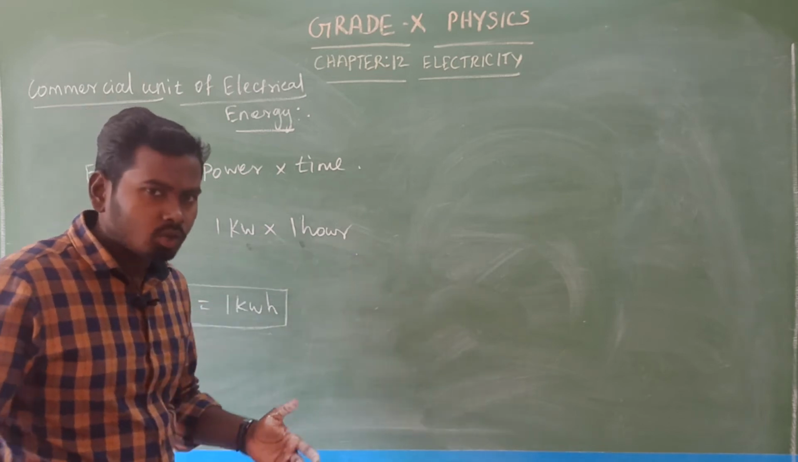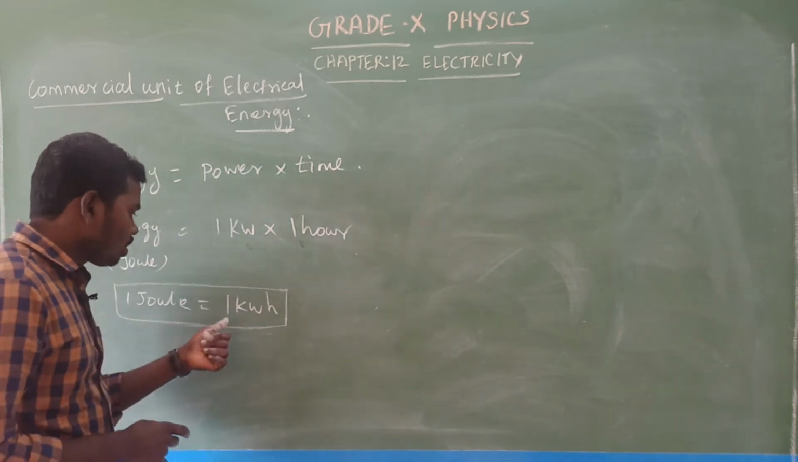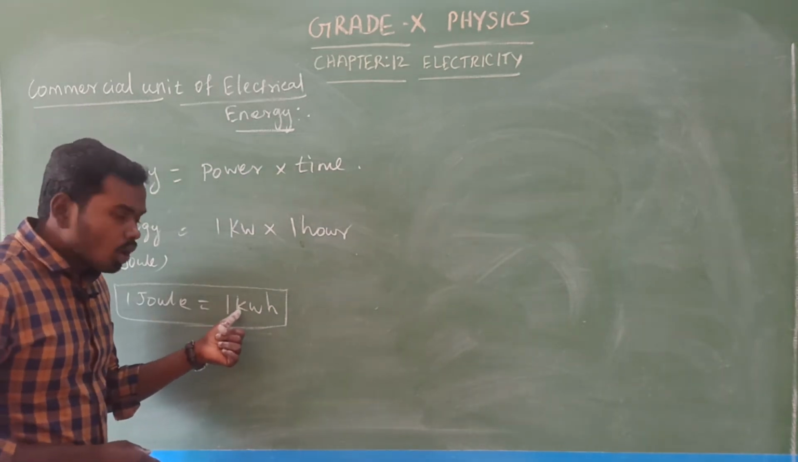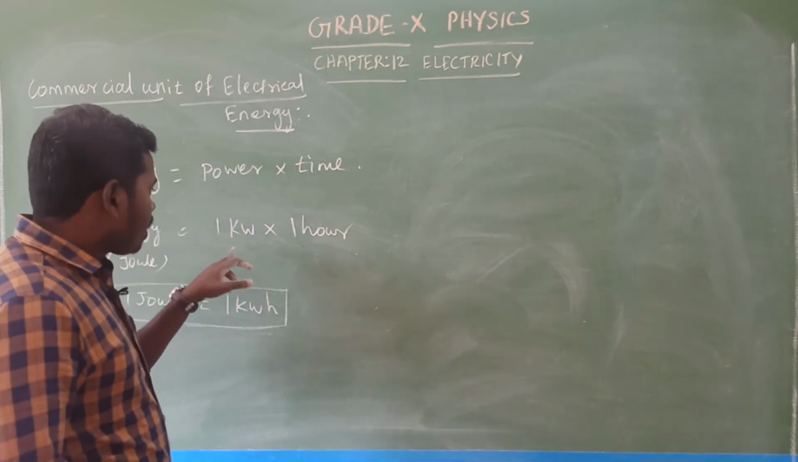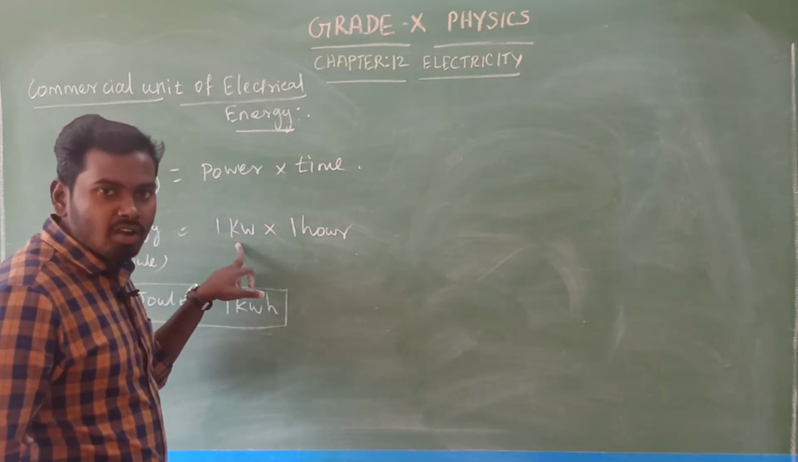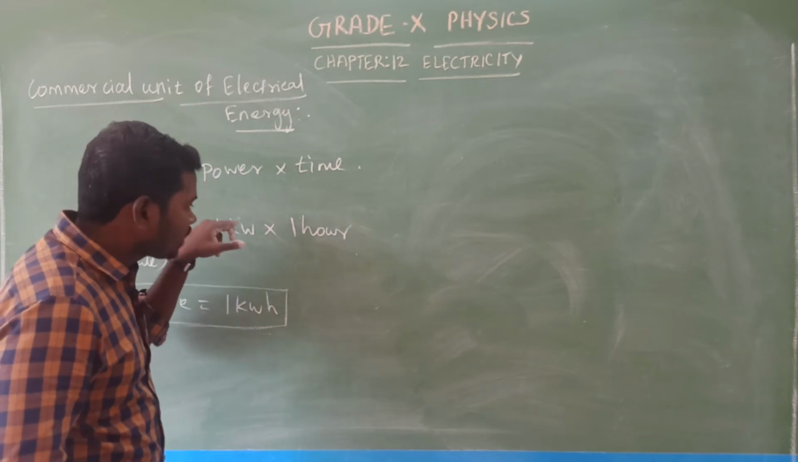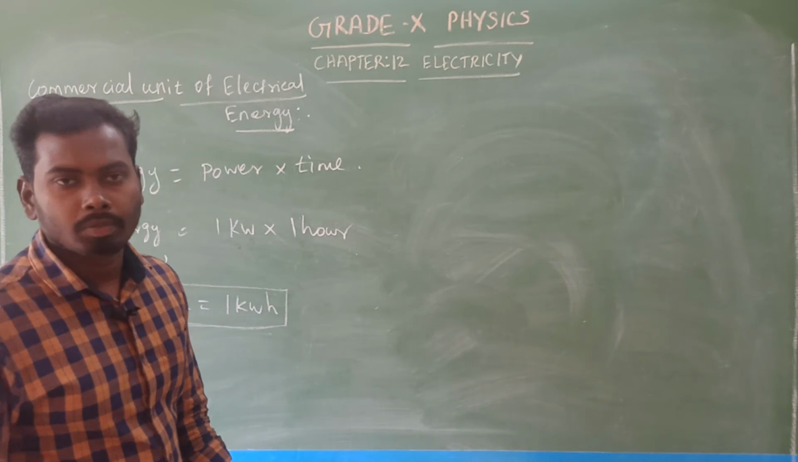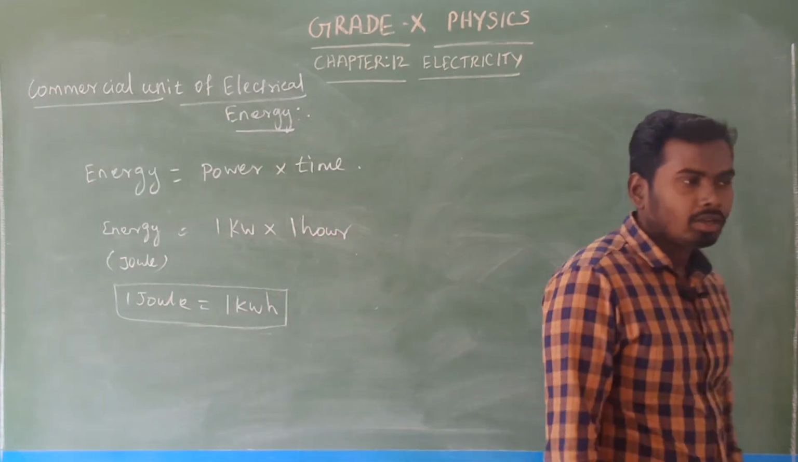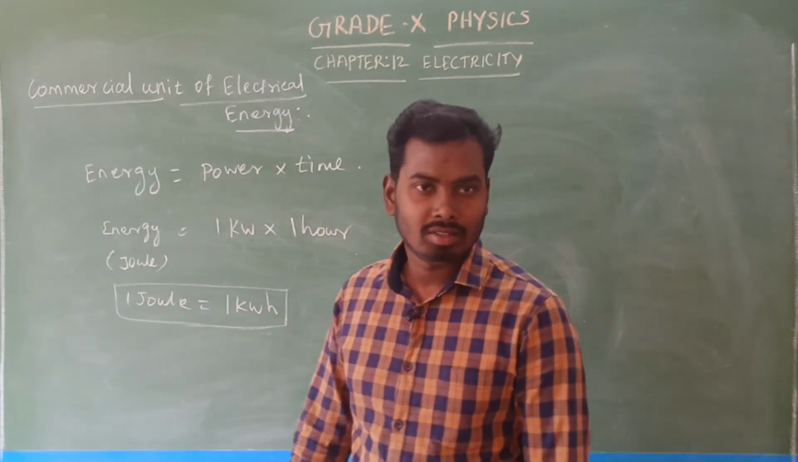Okay, so what is it, sir? You may ask me to repeat again. Listen here. 1 kilowatt of electrical energy is consumed when an electrical appliance has a power rating of 1 kilowatt and it is used for 1 hour. That's all. Very easy.